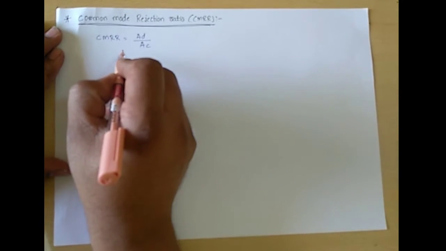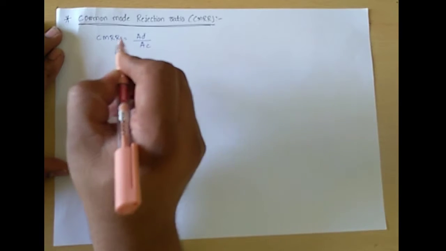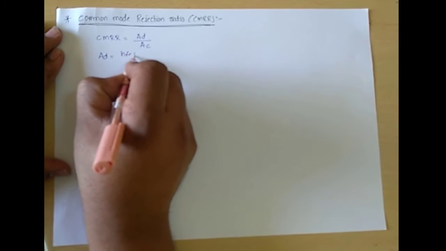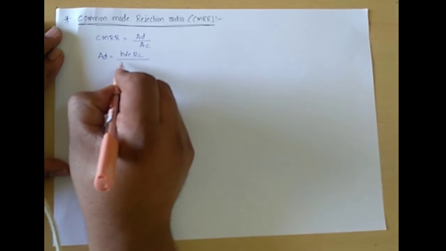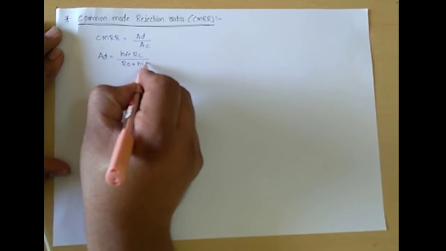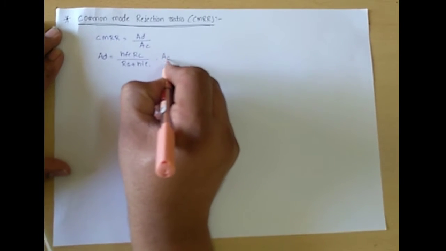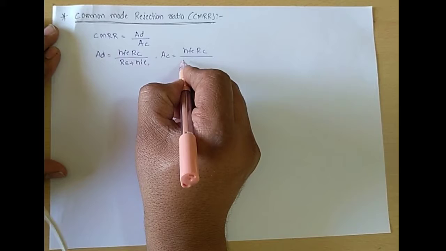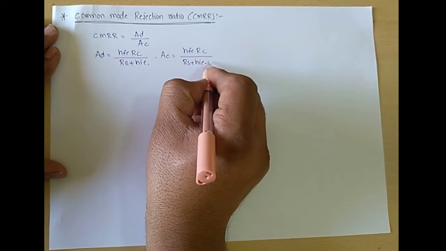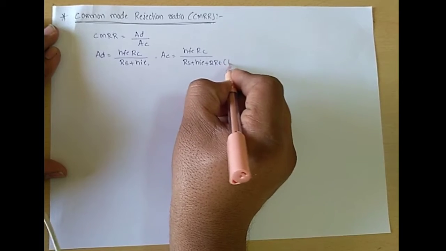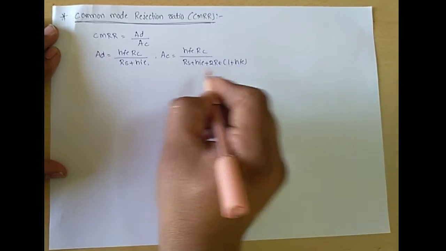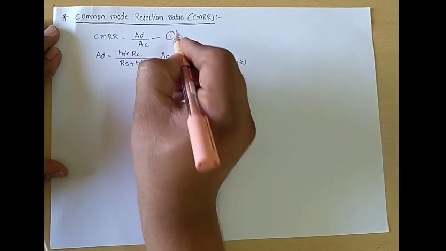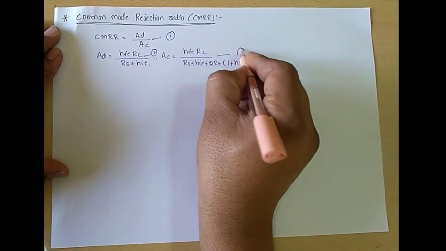In the last class, with respect to the hybrid model, we derived the differential mode gain AD equal to HFE into RC whole by RS plus HIE. And we derived the common mode gain AC equal to HFE into RC whole by RS plus HIE plus 2RE into 1 plus HFE. We consider these as equation number 1, equation number 2, and equation number 3.